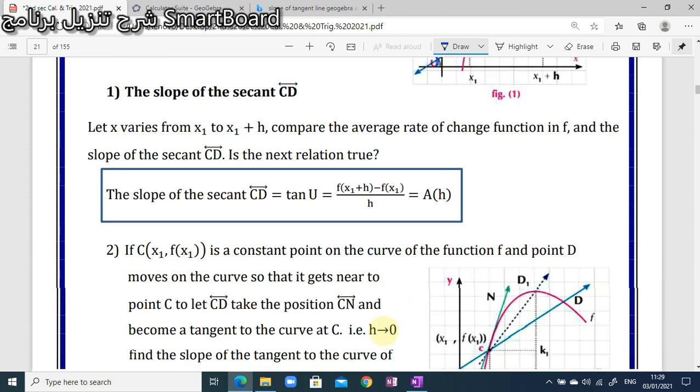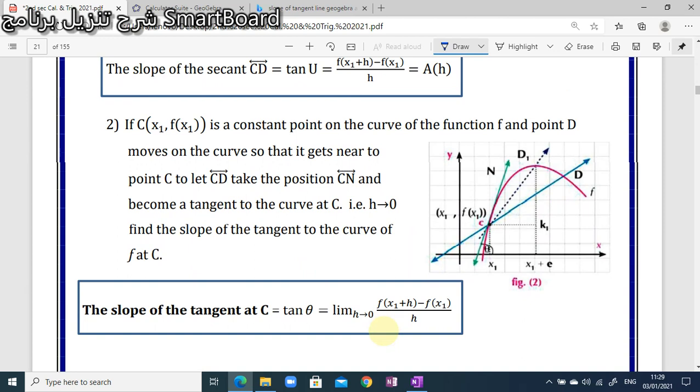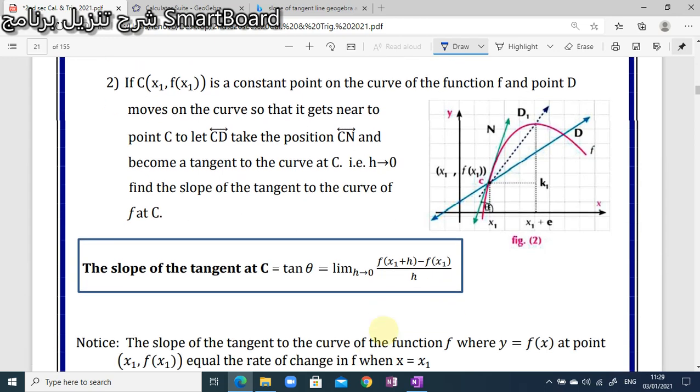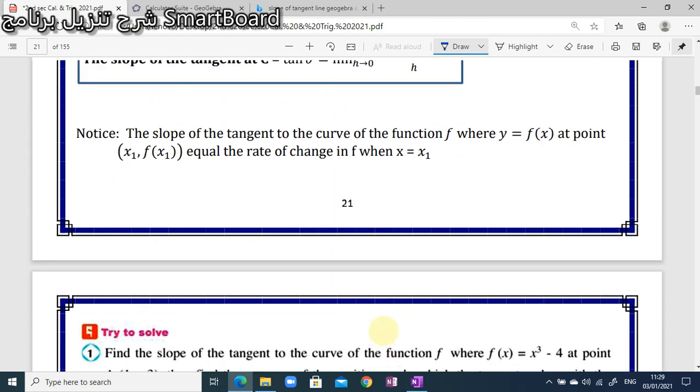To find the tangent at point C, take the limit as h tends to 0 of f of x1 plus h minus f of x1 all over h, which is called tan theta, the slope of the tangent at point C. So the slope of the tangent of the curve of the function f, where y equals f of x, at point x1 and f of x1, equals the rate of change in f when x equals x1.